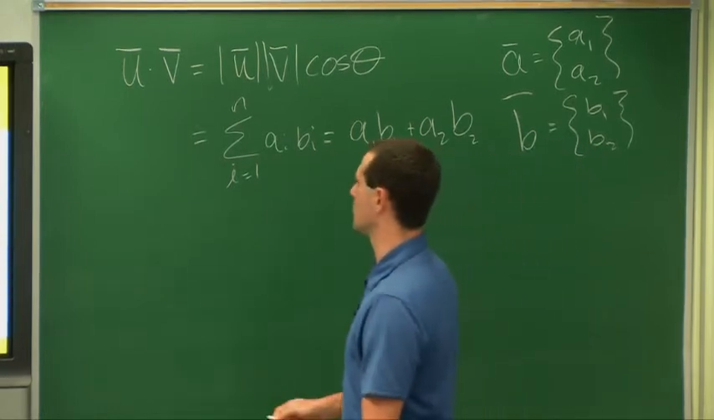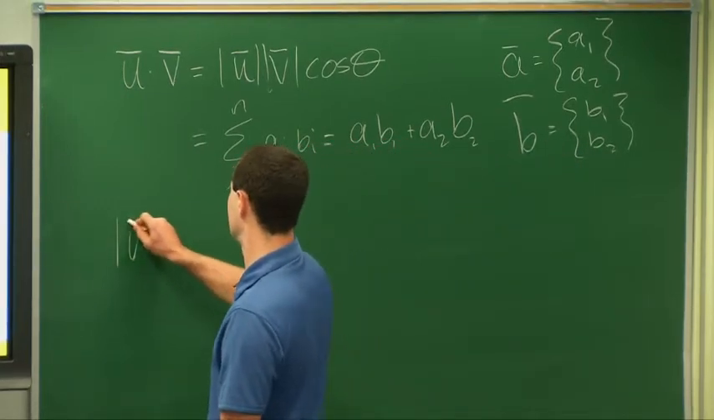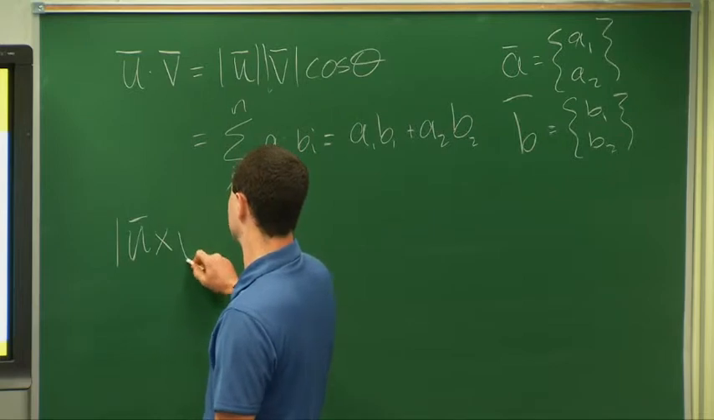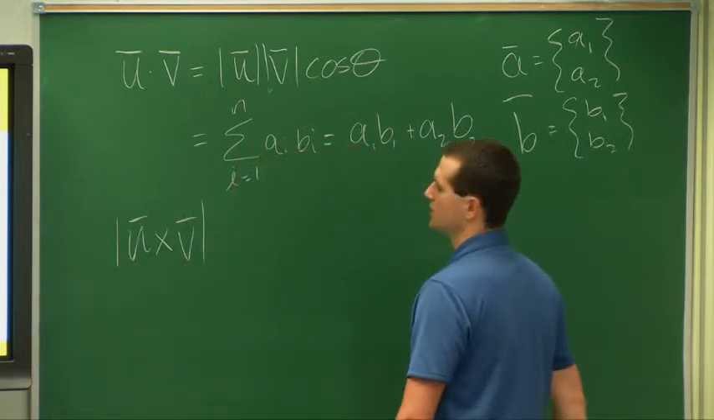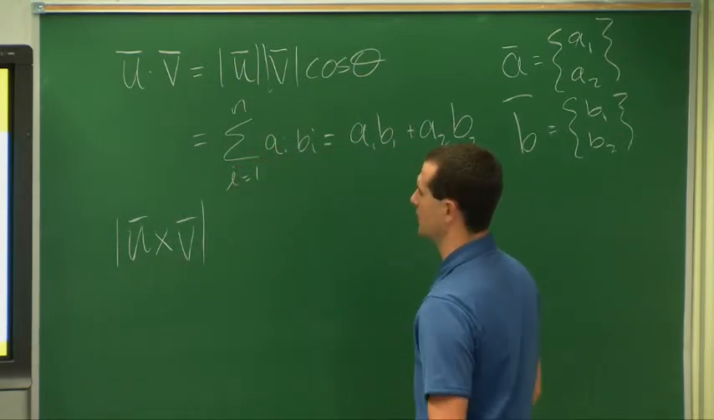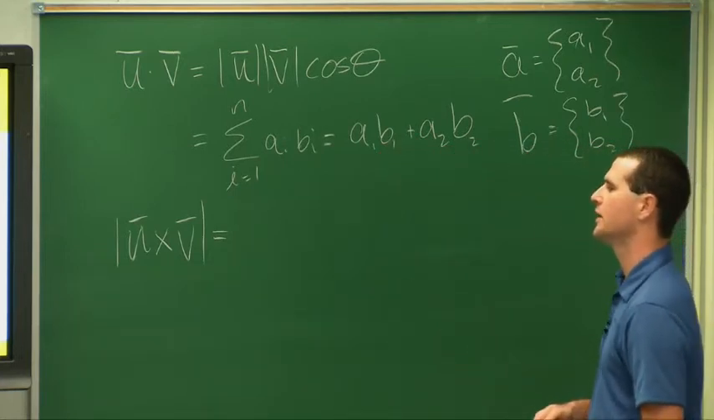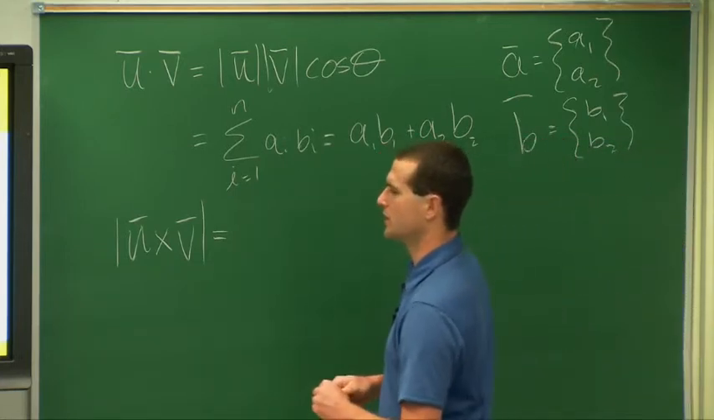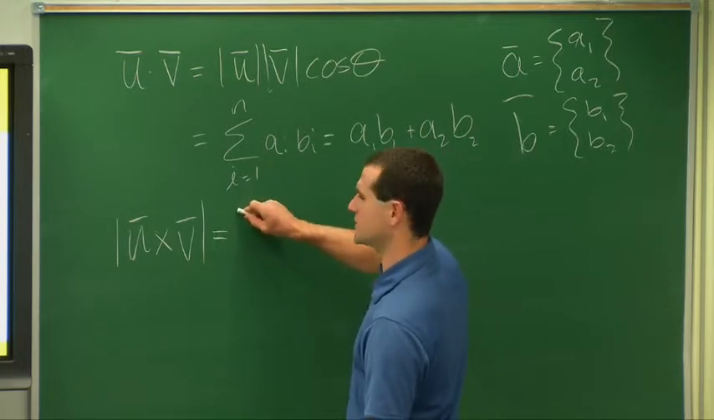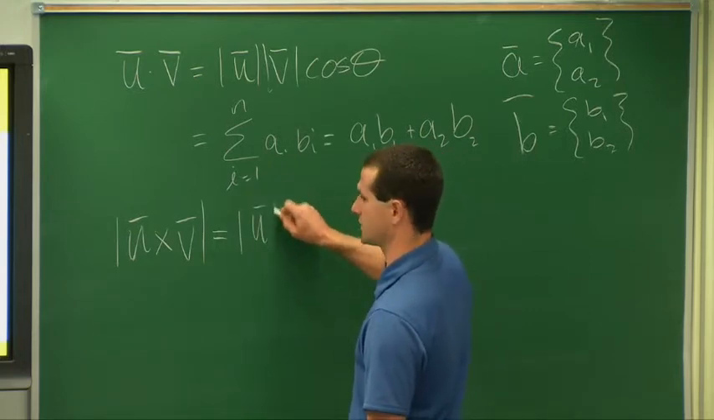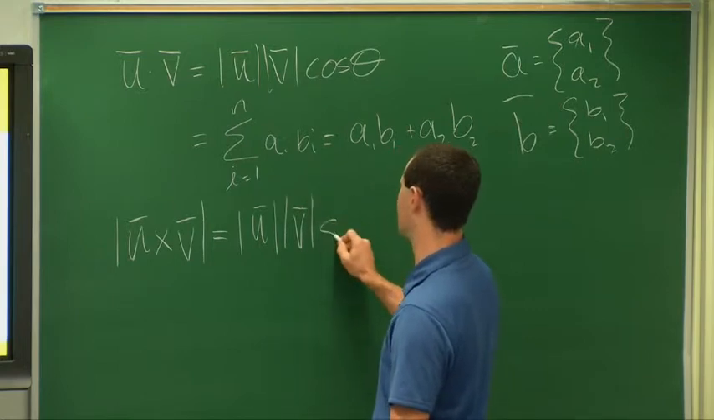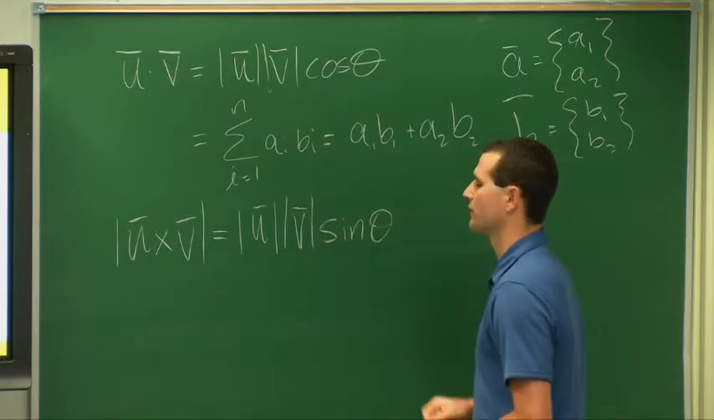And then for the cross product, notice we're just talking about the magnitude here, not the direction. The result of a cross product is a vector, but we're just thinking about the magnitude. The geometric interpretation is very similar to the dot product, except now it's just sine theta.